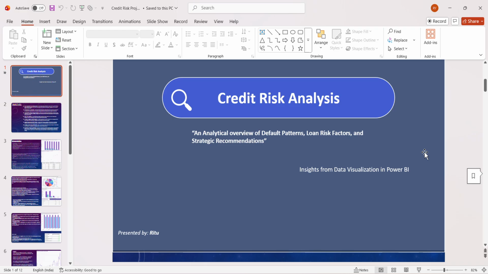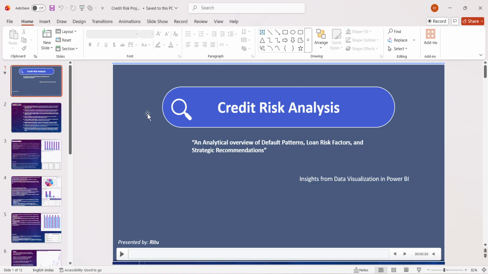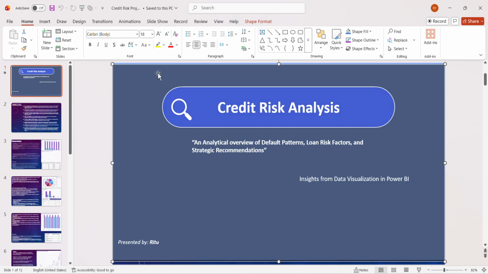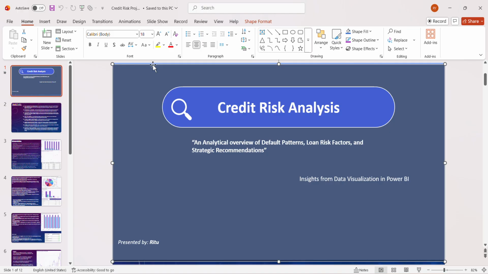Okay, so to play the animation, we need to scroll up a little here, just like this, and click on this slide and hover the cursor on the blue background color. You can see there's a blue color in the background of this slide. As I hover the cursor on it, I'm getting a play button at the bottom of the slide.